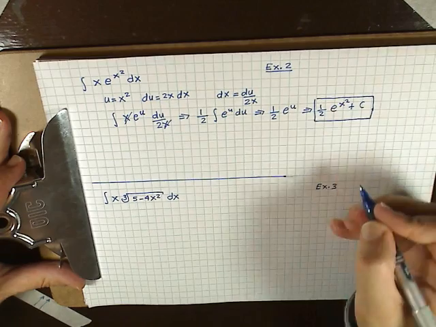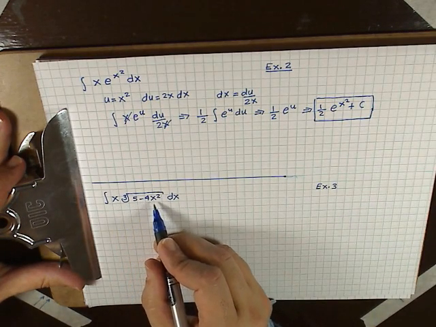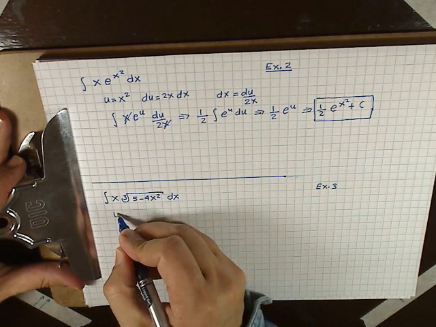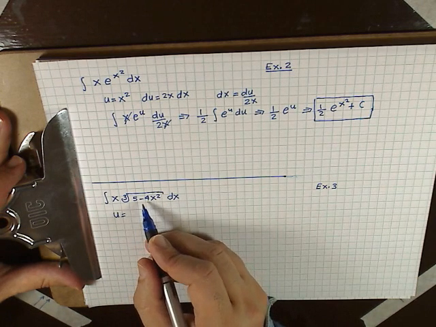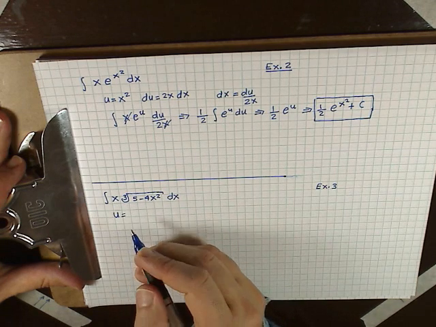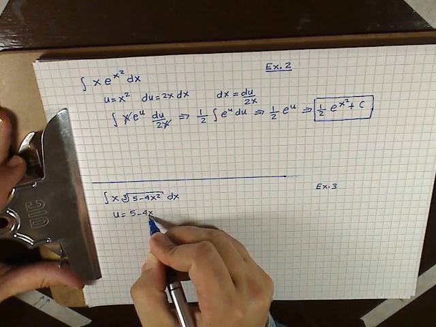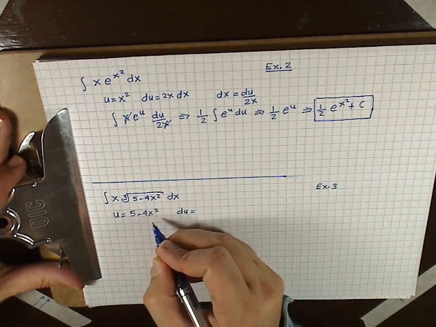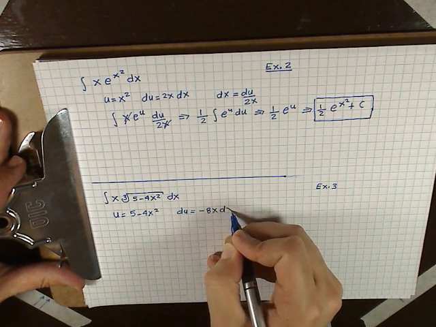Now let's do a harder example. Integral x third root of 5 minus 4x squared dx. We will let u be equal to the inside function, that's u equals 5 minus 4x squared. Notice that its derivative is a constant multiple of this term x. Let u be equal to 5 minus 4x squared. du, take the derivative. Derivative of 5 is 0. We get minus 8x dx.